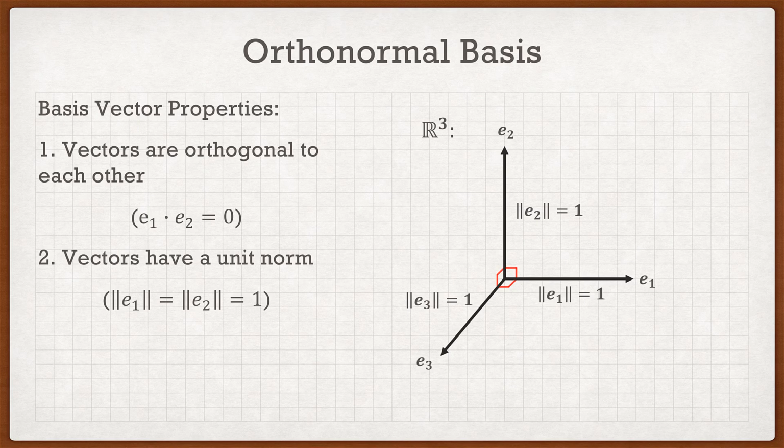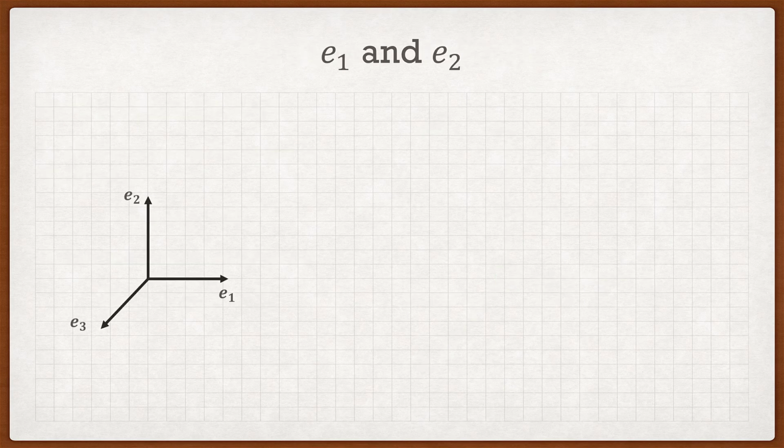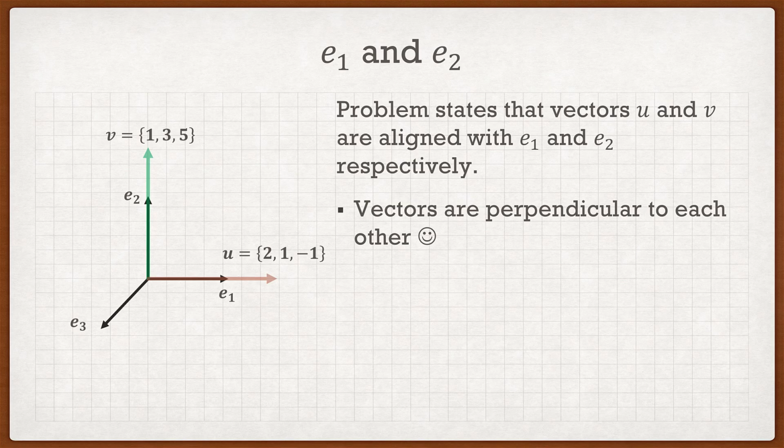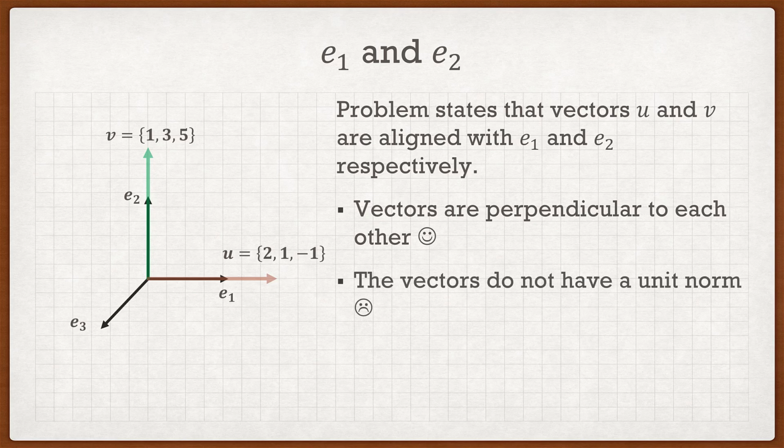So let's look at the question and try to apply some of these properties. Looking at e1 and e2, the problem says that the vectors u and v are aligned with e1 and e2 respectively. So we're going to have u in the same direction as e1 and v in the same direction as e2. And this is really nice because remember, e1 and e2 must be perpendicular to each other. So because of this, we can conclude that the vectors u and v are also perpendicular to each other. So they already meet one of the two criteria to be orthonormal basis vectors. The problem with them, however, is that the vectors do not have a unit norm.